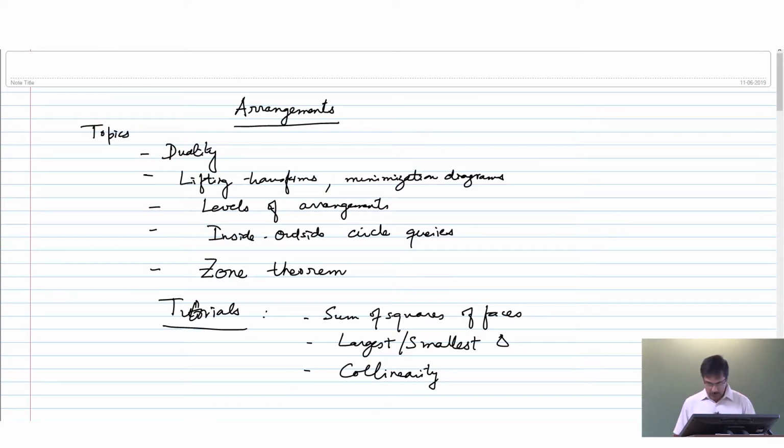Okay. So, the first topic is the dual transform. So, has dual transform been introduced formally? Only for that lifting transform. Okay. So, good. So, in fact, it is a step back. Actually, the lifting transform follows from the dual transform. But before that, let me give you some idea of what I mean by arrangements, etc.